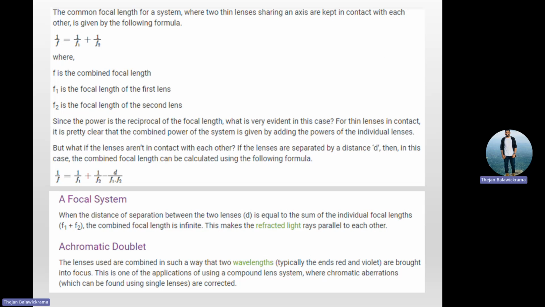The other case is if D is equal to F1 plus F2. See, when the distance of separation between the two lenses D is equal to the sum of the individual focal lengths, the combined focal length is infinite. Otherwise, F is finite.